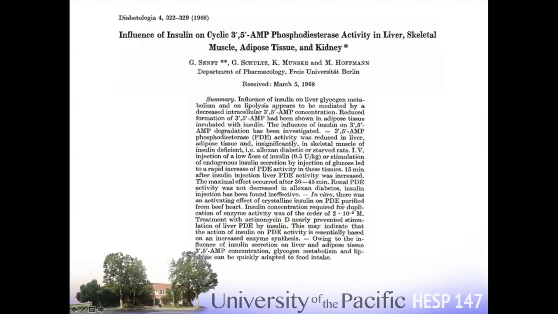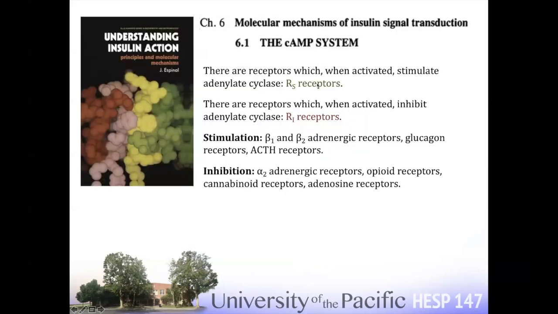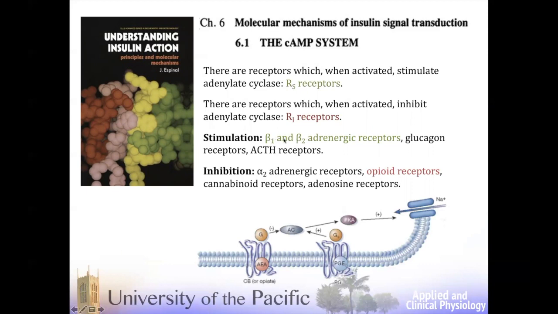Now, if you can turn it on, now this is 1968. Don't read this. Just understand that the influence of insulin on phosphodiesterase has been studied since the 60s. This is not a new concept that insulin is affecting lipolysis. And so we have a bunch of receptors that stimulate adenylate cyclase, these ones, and receptors that inhibit adenylate cyclase.